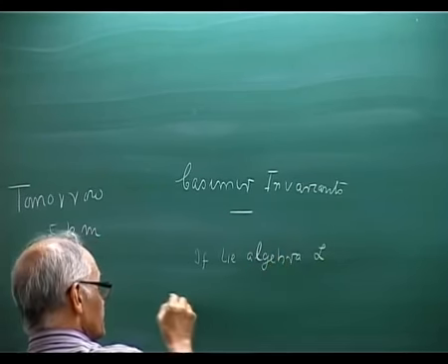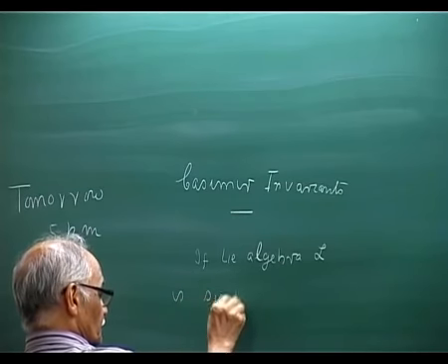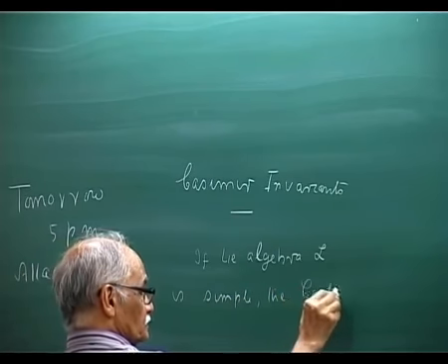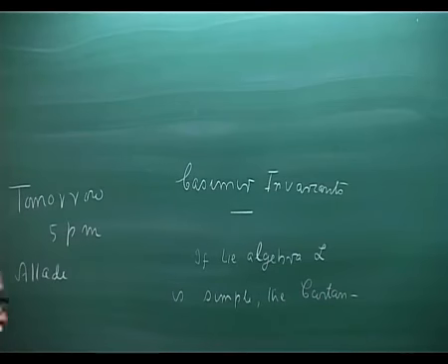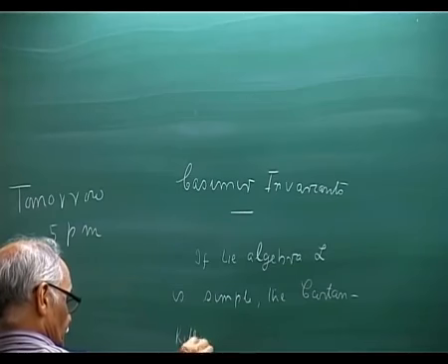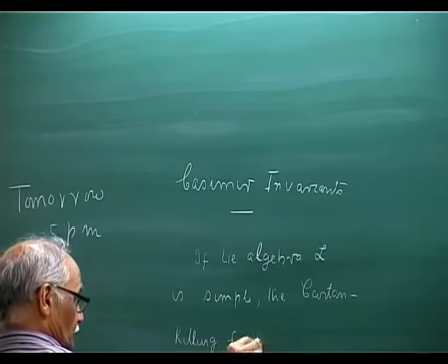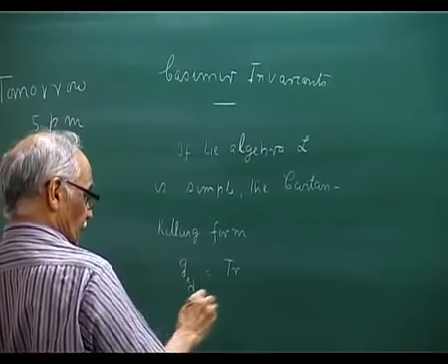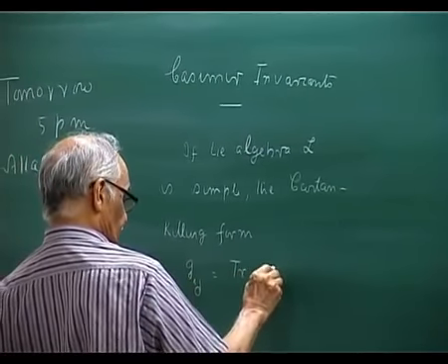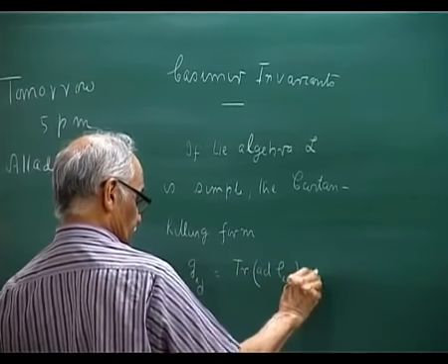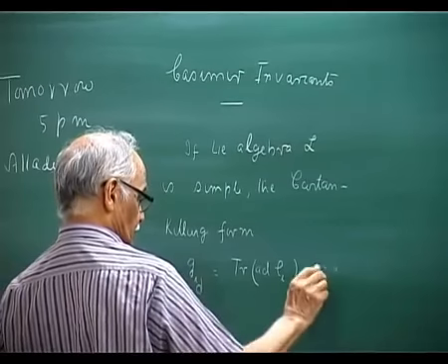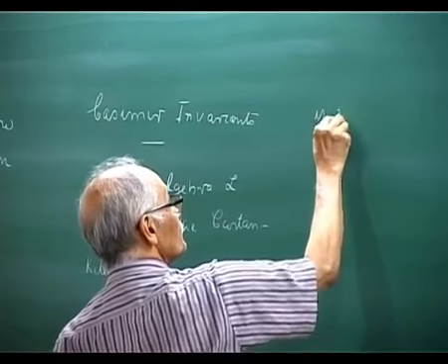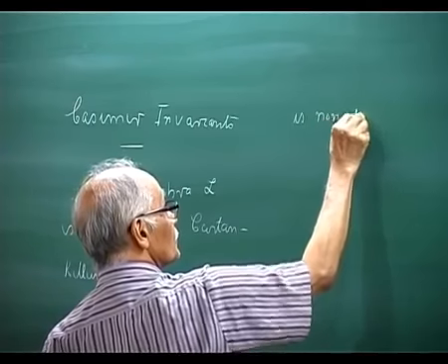If L is simple, the Cartan-Killing form g_ij, which is trace of ad L_i ad L_j, is non-degenerate. Okay.